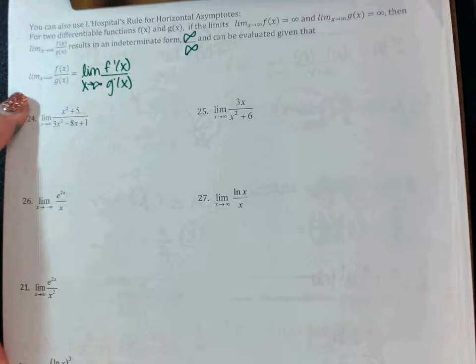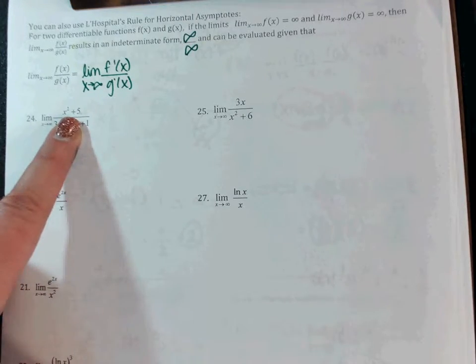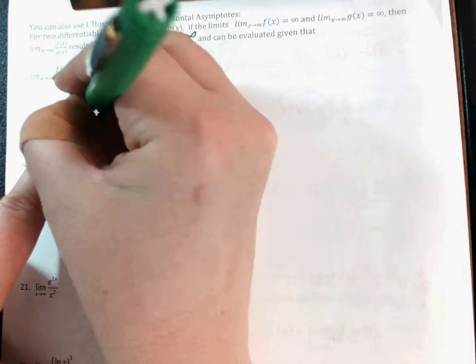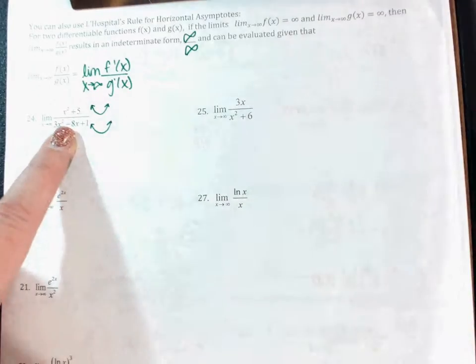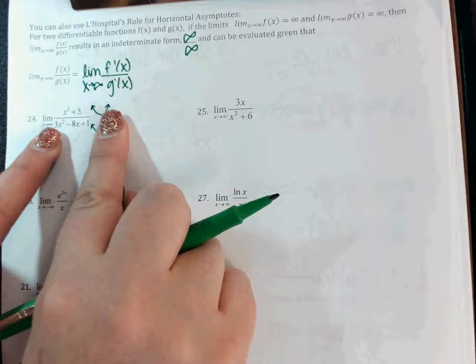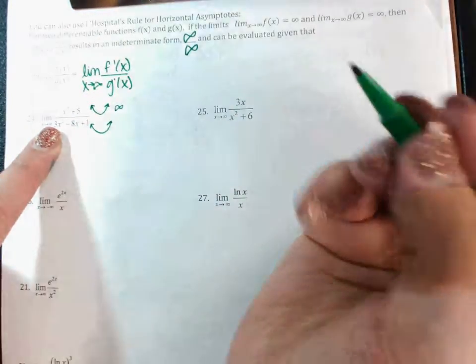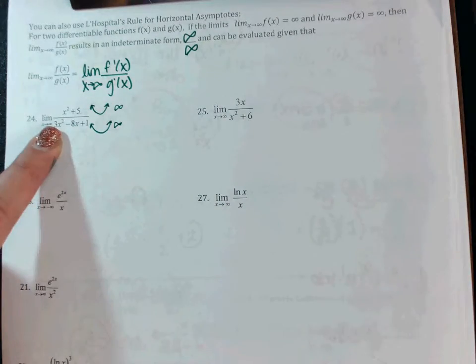The easiest way for me to have y'all do this is to think about the shapes of the graphs. So think about what's the shape on number 24 of x squared plus 5? Parabola. What's the shape of this one? Parabola. Think about at the end of the graph as x goes to infinity, where's this one going? Up forever, which is infinity. Where's this one going? Infinity. Is it infinity over infinity? Then I can use my L'Hopital's rule.